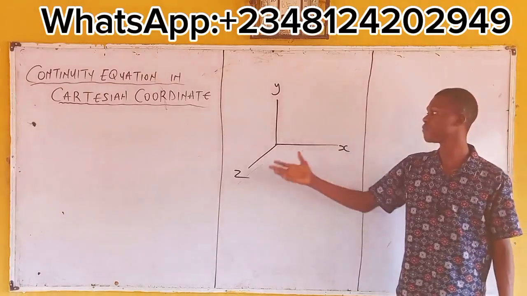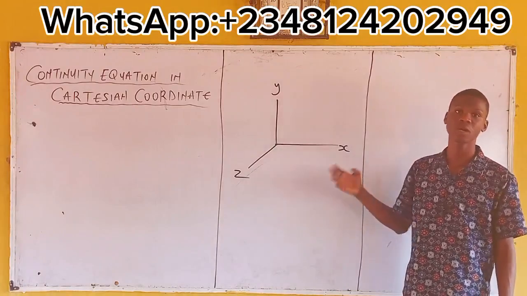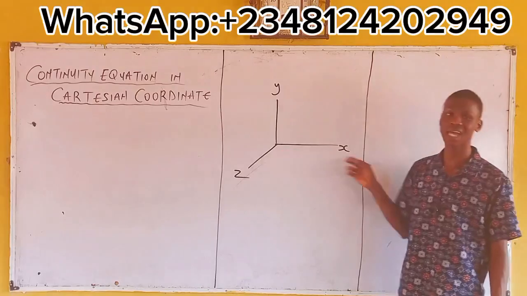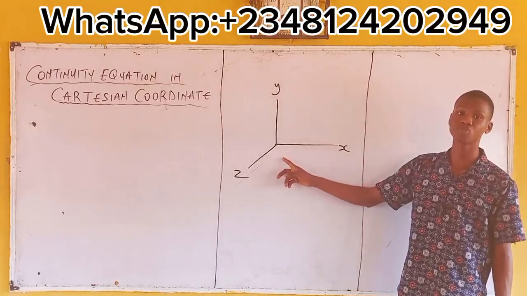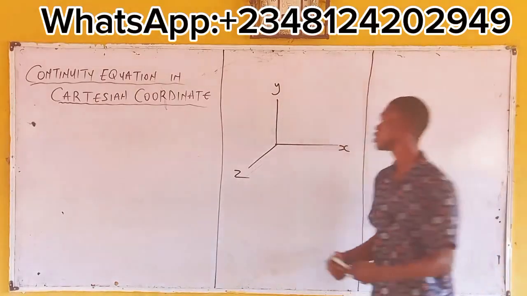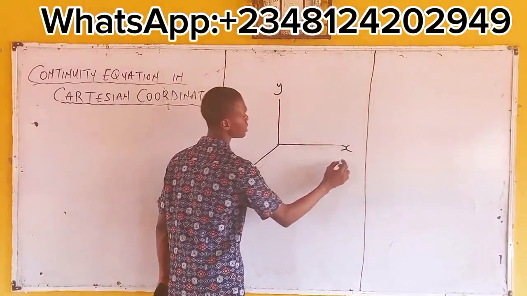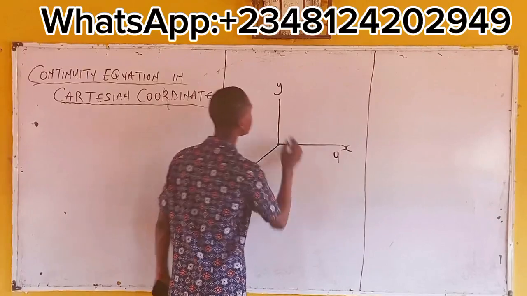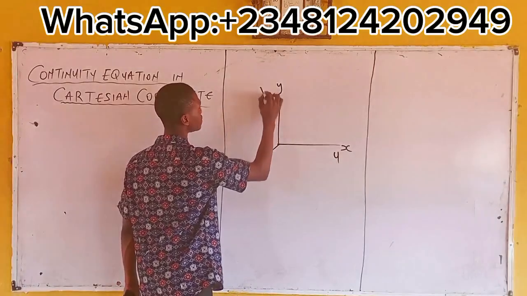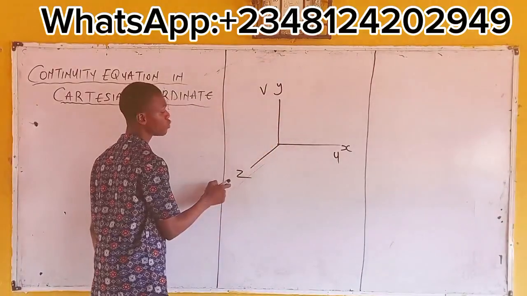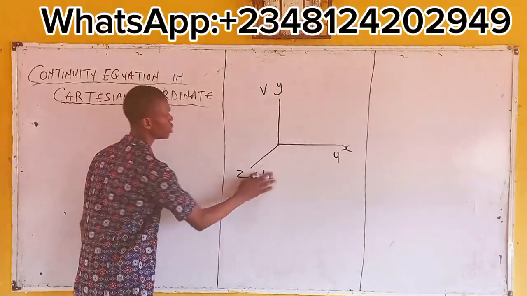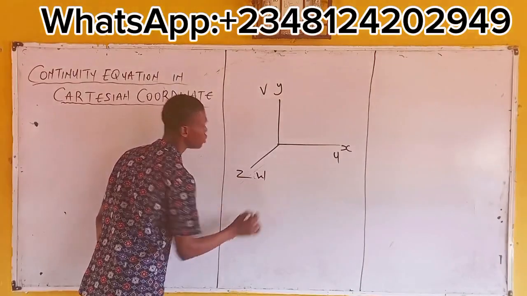As I said earlier, given a Cartesian coordinate, say x, y, and z, we are going to say that we have a fluid component flowing through the x axis, a fluid component flowing through the y axis, and a fluid component flowing through the z axis. The fluid component flowing through the x axis is denoted as u, through the y axis as v, and through the z axis as W.